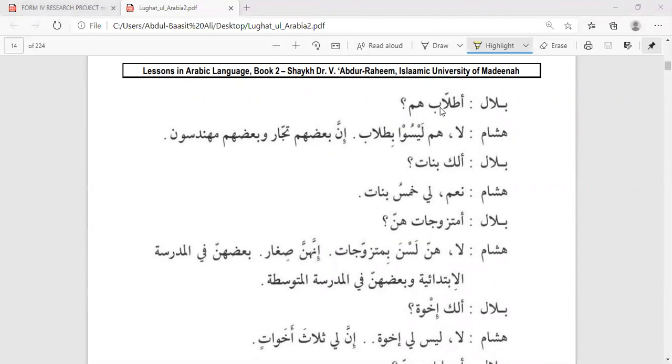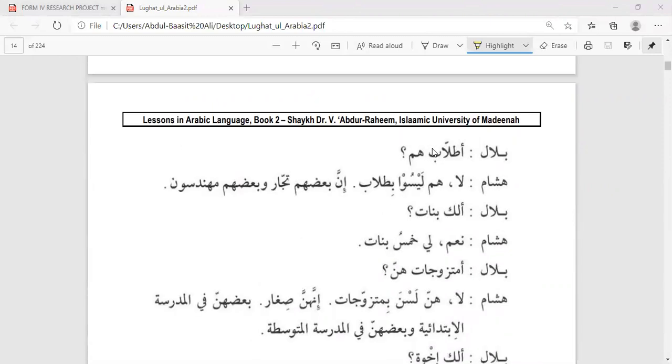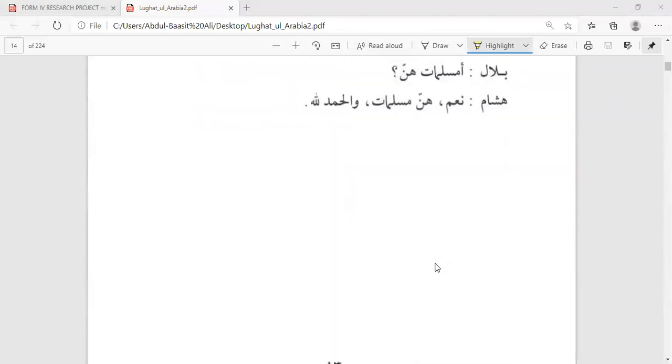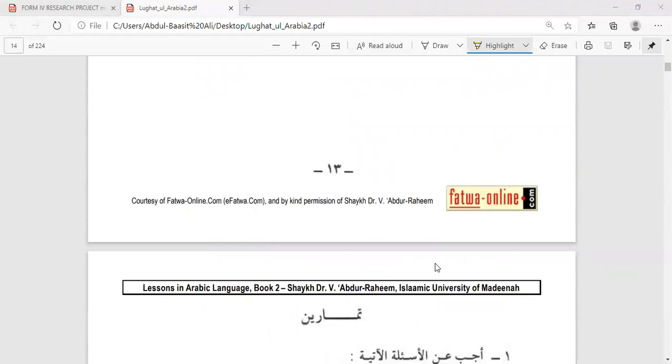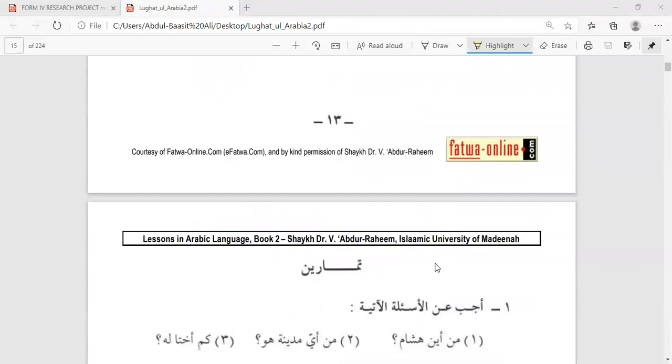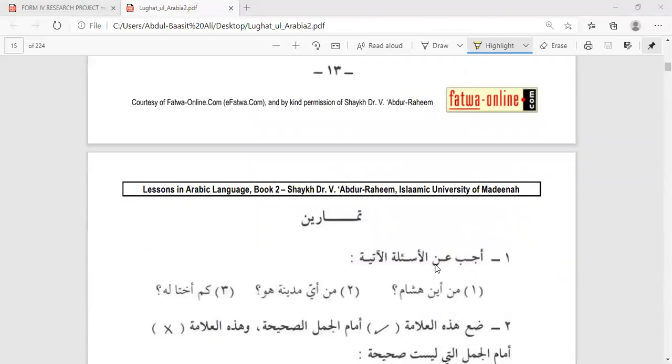Again here, Atullabun hunna, the first line in the second page. Read it, Nora. Bilal says Atullabun hum, and Hisham says la, hum laisu bitullabin. So you see the ba coming in here again, right? Is it the harf jar ba or is that a separate, different ba? Yeah, it's harful jar, so it makes the word majroor after it, right?